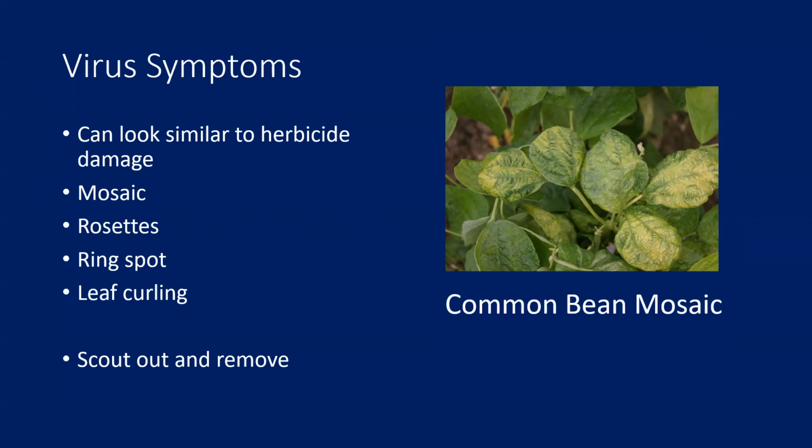And you can see to the right, you can see common bean mosaic, and it has a very strange, almost puckering look to the plant and a discoloration. If you have a virus, the best thing to do is scout out and remove the plant.